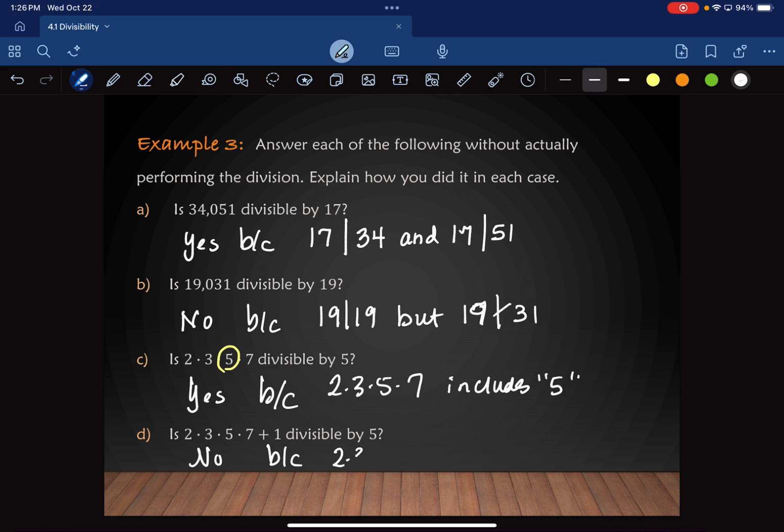So 2 times 3 times 5 times 7 plus 1 really ends in 1 or 6, right? It's going to end in 1 or 6, so it can't divide by 5.